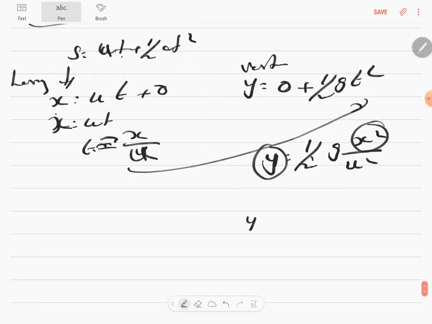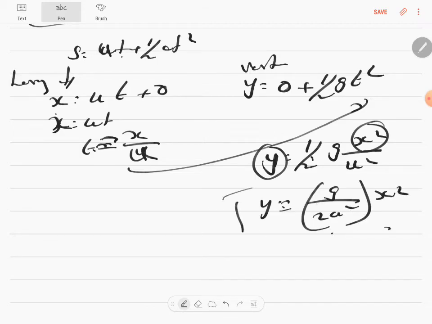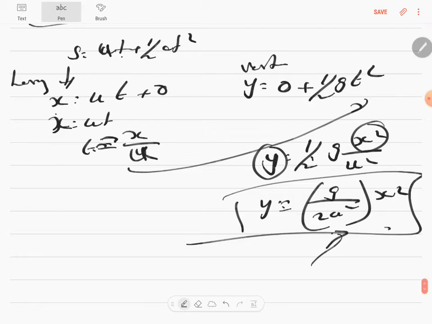Parabolic equation, polynomial ax square plus bx plus c. If y is proportional to x square, it means it is parabolic in nature. So y is equal to g by 2u square into x square, where this is the coefficient of x square, shows that it's parabolic in nature, and you should know this formula. You should mug up this. G by 2u square, y and an x square will be there.